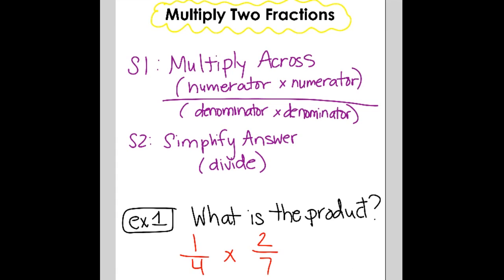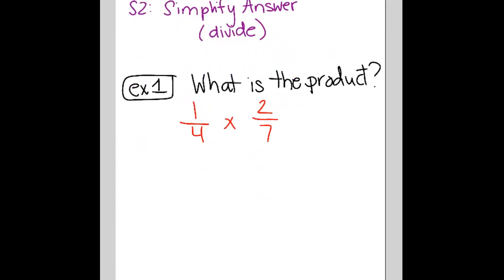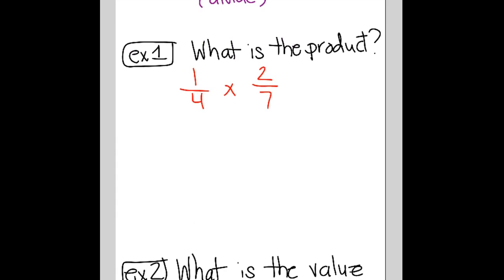It says, what is the product? Obviously, because we're multiplying. And our fractions are 1/4 times 2/7. So let's get our first step. Multiplying across. That means I'm going to do 1 times 2 on top, 4 times 7 on the bottom.